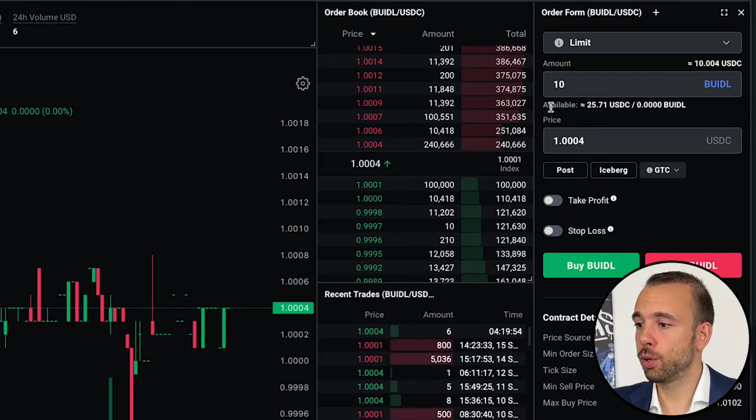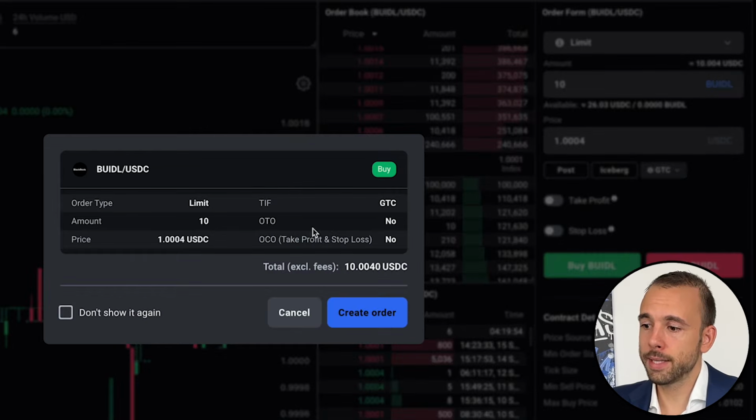So here you can see also how much available USDC I have right now in my wallet. This is equal to 25 USDC. So I have enough funds to make this trade happen. And let's click on the buy button. Here we can see the confirmation window, and to execute this trade we have to click on the create order button.